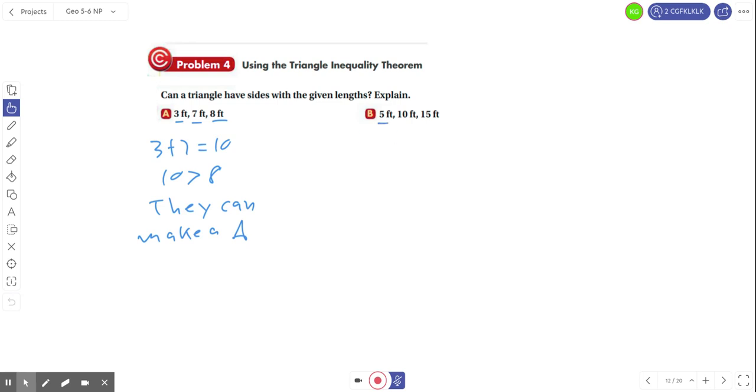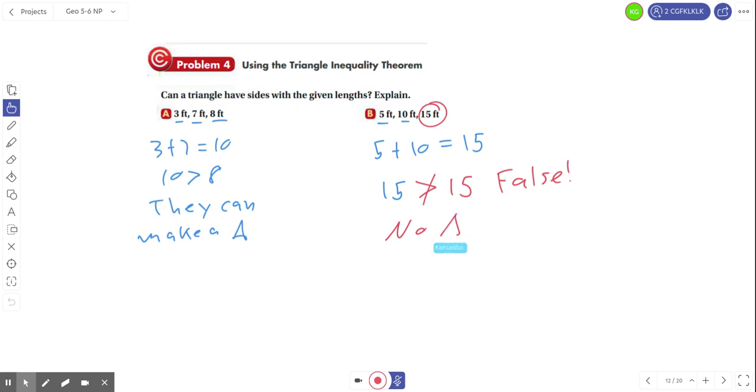Here the shorter sides are 5 and 10, and the longest side is 15. So we need to check if 5 plus 10 is greater than 15. It equals 15. 15 is not greater than 15. This is false. So no triangle can be made.